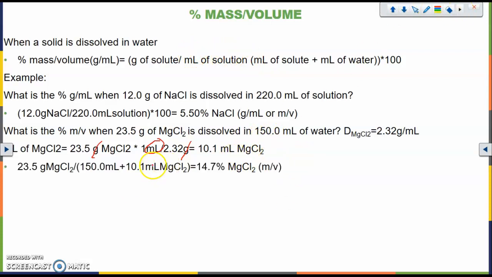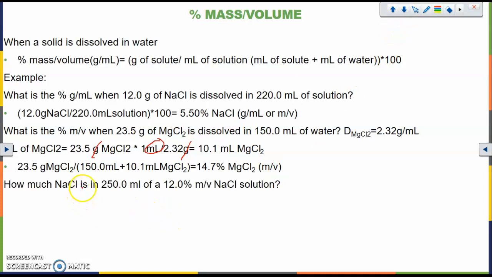So at that point, we can do straightforward mathematics. Grams of solute divided by the total volume of solution, which is 150 plus 10.1 mils. This milliliters is figured out by using the density. And we come up with 14.7% magnesium chloride mass volume.